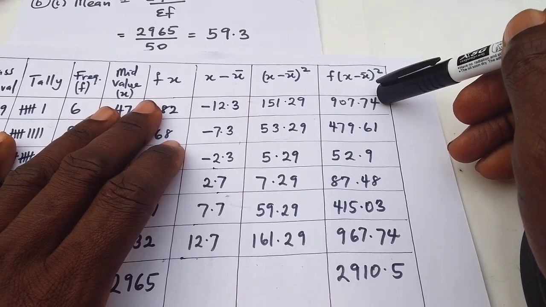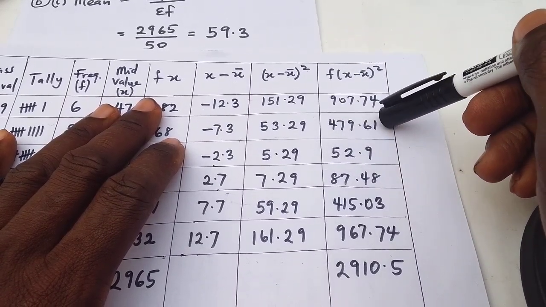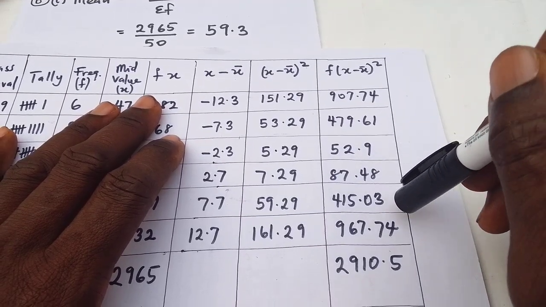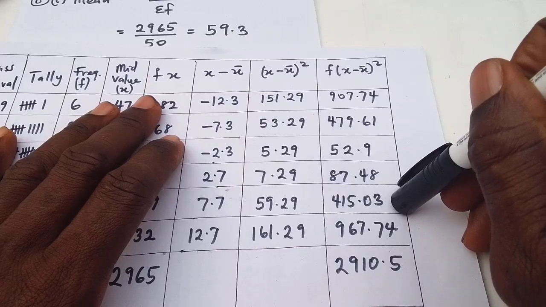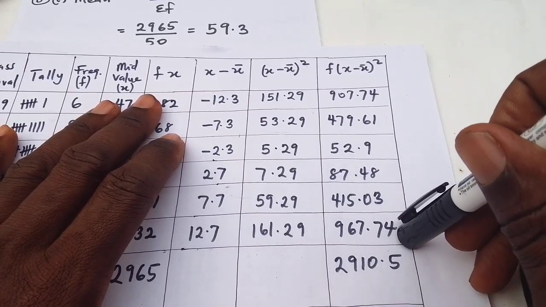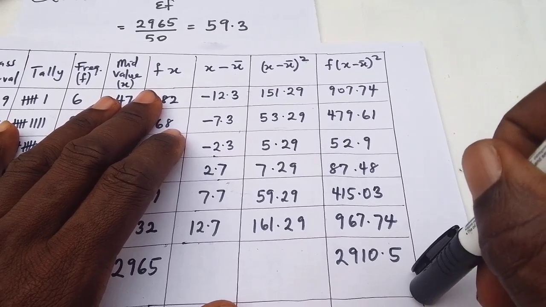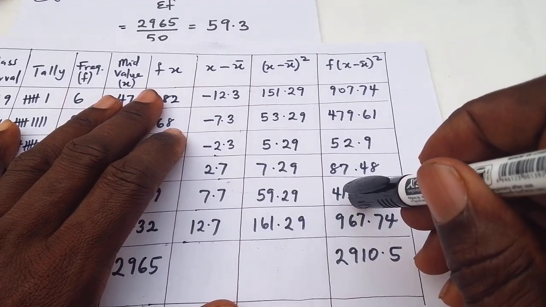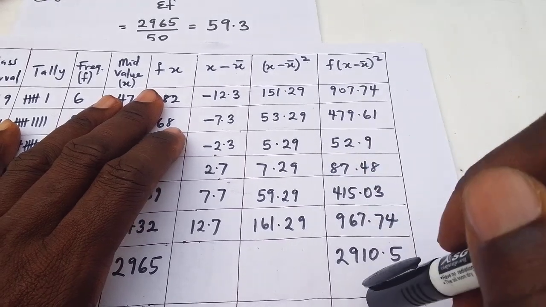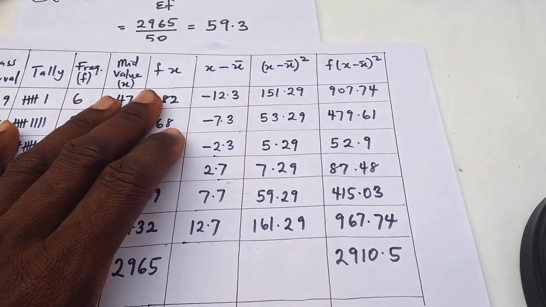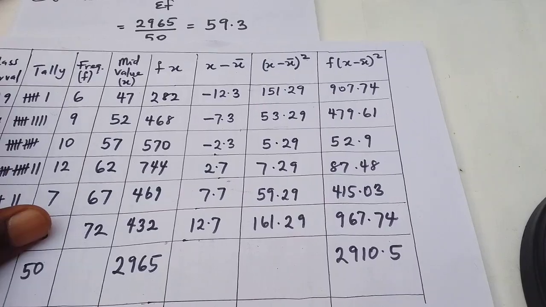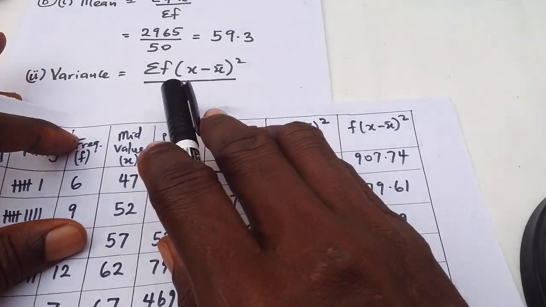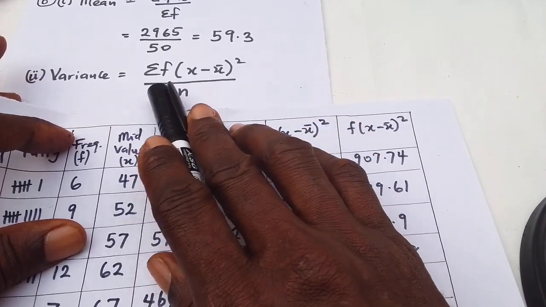907.74 plus 479.61 plus 52.9 plus 87.48 plus 415.03 plus 967.74. Add everything together, you are going to get 2910.5. Now, to calculate the variance, we said summation f (x minus the mean) square divided by n.